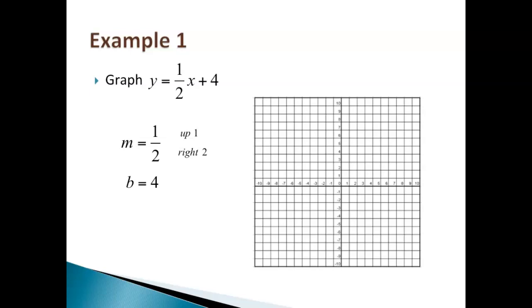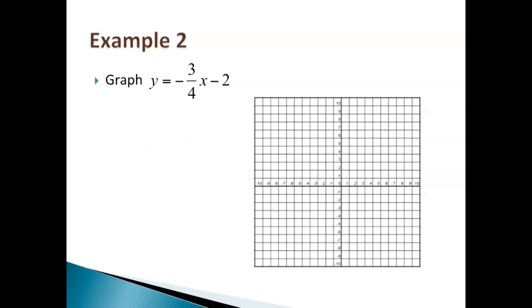That's at 4. So on my y-axis, I'm going to find 4. And then once I have that, now I can use the slope to find a second point. So from this point, I'm going to go up 1 and to the right 2. There's my second point. Again, you can continue going up 1 and to the right 2 to get more points to draw your line, but really you only need these 2 points to draw this line.